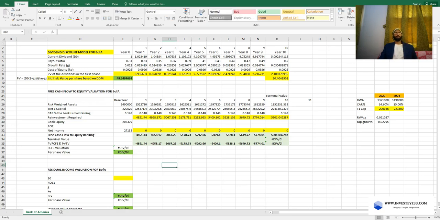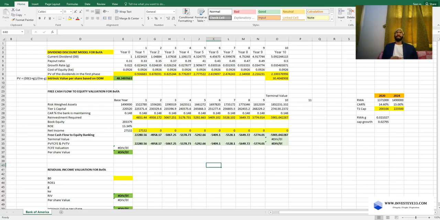Now if I have these two numbers, I can calculate the return on equity, right? So the return on equity is 27,132 divided by 203,379. This is equal to 13.3%. Let me convert it into percentage. This is 13.3%. Let me increase the decimal numbers here: 13.34%. So this is the return on equity for Bank of America.